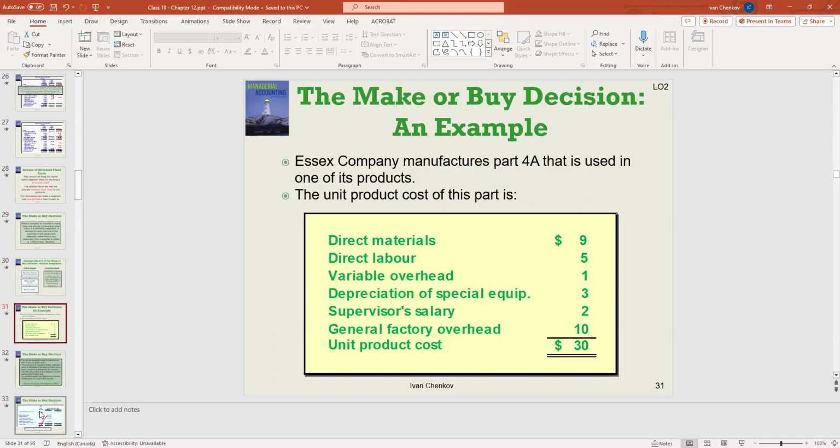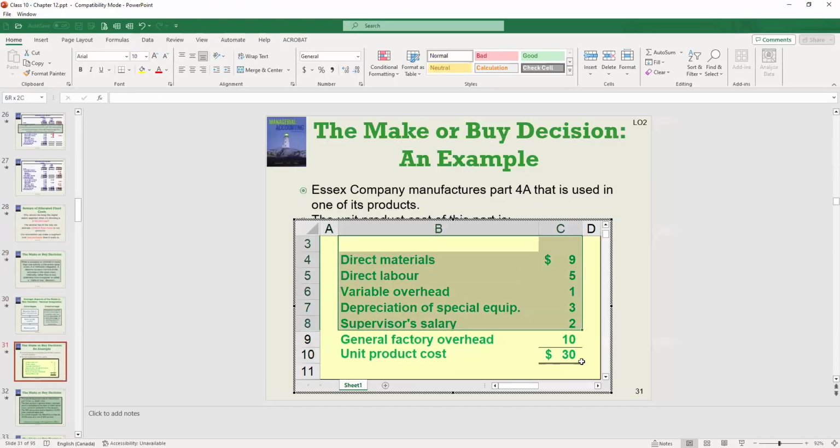So let's see. This company has the following structure. They have direct material. I'm going to copy it again and flip it to the Excel spreadsheet just in case. I'm going to wait there until we decide to go to the Excel spreadsheet. Just give me a second. Sorry, it was more than a second.